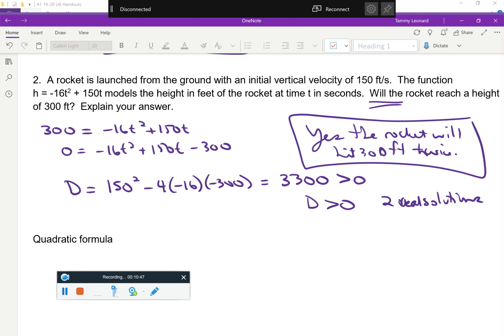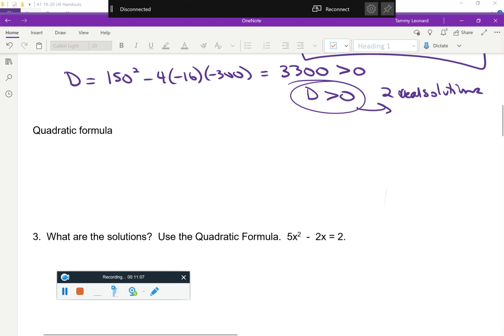Are we good? Is it showing the work explaining it? Yes. Okay. It's kind of this part, right? Saying that the discriminant is greater than 0, that's how we're concluding that there are 2 real solutions. If there are 2 real solutions, then it does in fact happen in reality 2 times. Are we good? Yes? Yes. All right, next, quadratic formula.